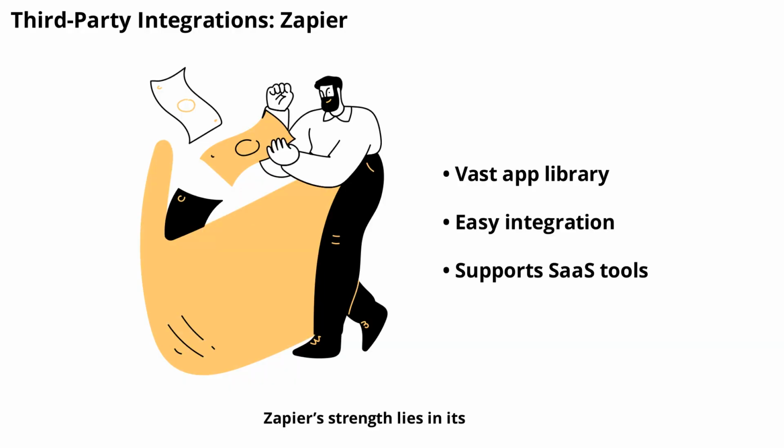Zapier's strength lies in its vast library of third-party integrations, covering everything from accounting software to communication tools. Finance teams can connect their favorite apps and automate data flows between platforms with minimal effort. This flexibility is particularly valuable for organizations using a mix of cloud-based and SaaS tools.